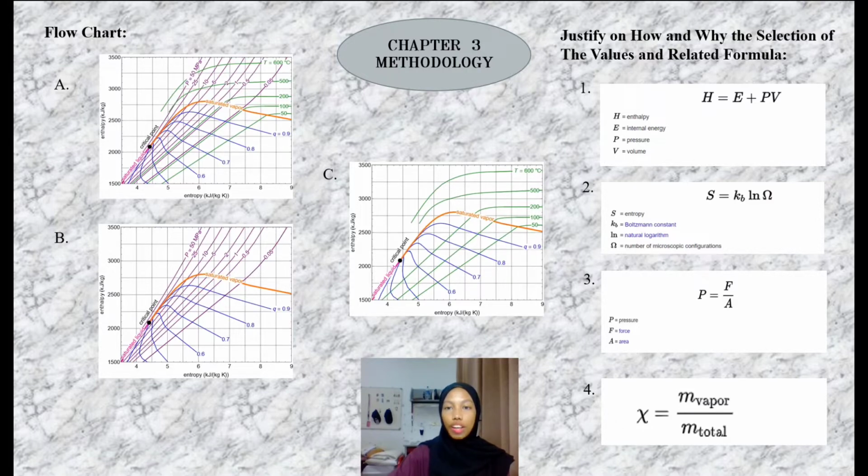Next is to justify how and why we select the values and related formulas. One, we use an enthalpy formula. Two, entropy formula. Three, pressure formula, and the last one is quality formula. Okay, that's all for me. I give this slide to Zuhelmi. Thank you.